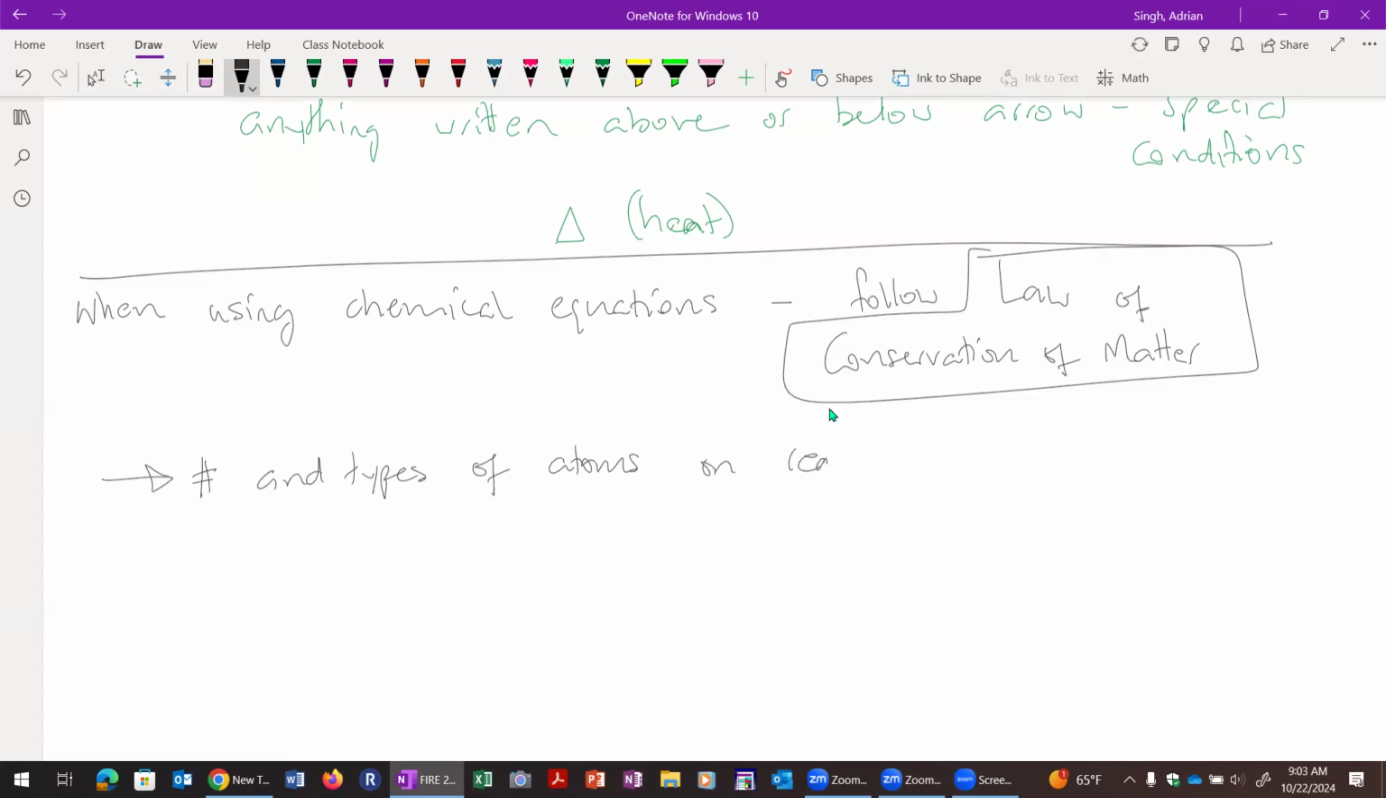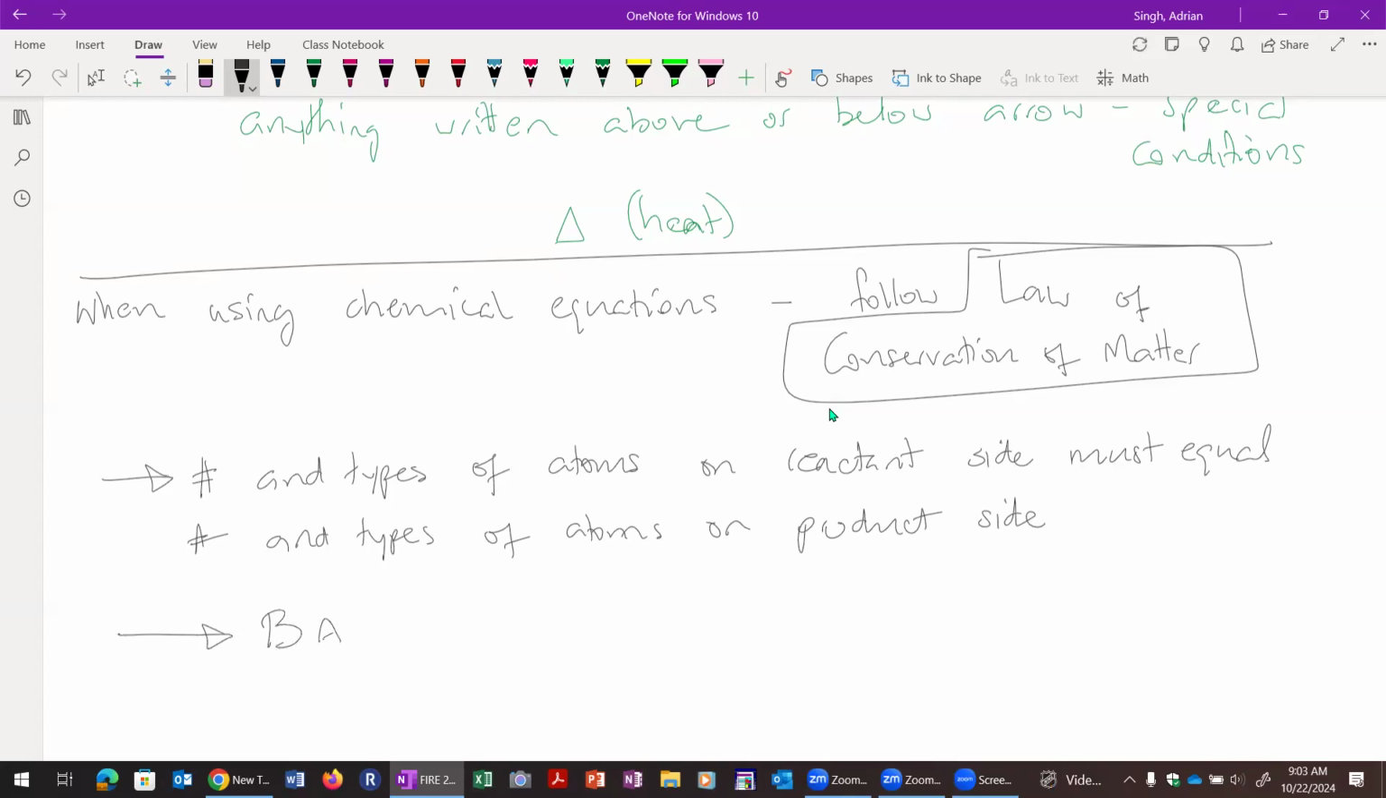on the reactant side, so the left side, must equal the number and types of atoms on the right side, which is the product side. Okay, and in order to not violate the law of conservation of matter, what we need to do with any chemical equation is ensure that the equation is balanced, right? So we're going to balance our chemical equation.